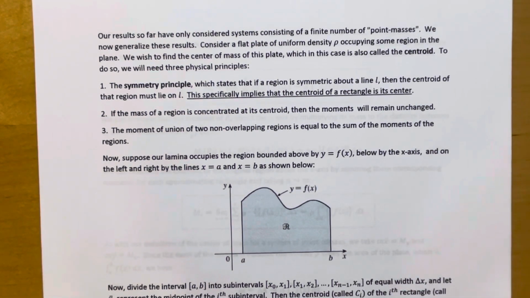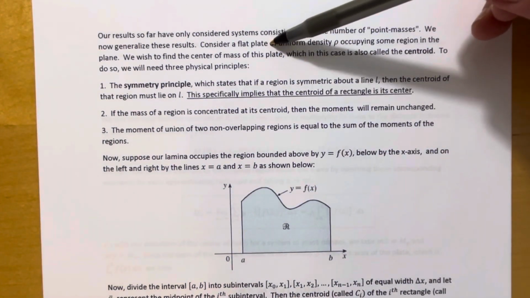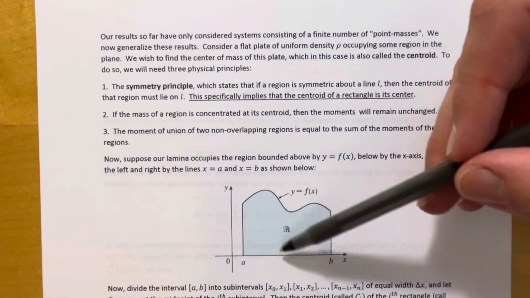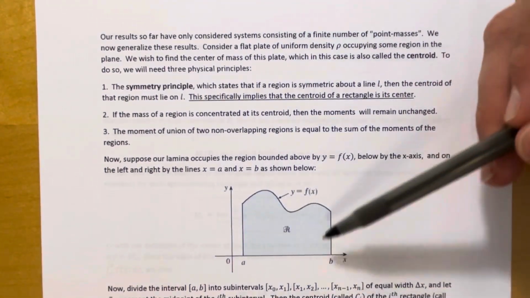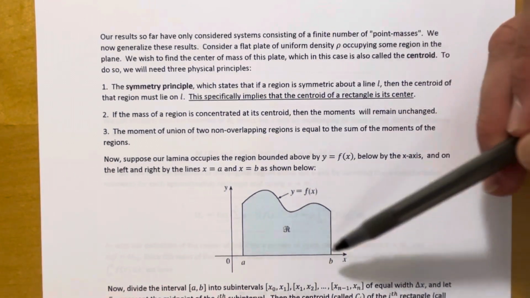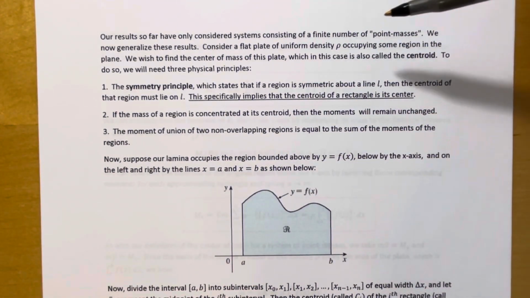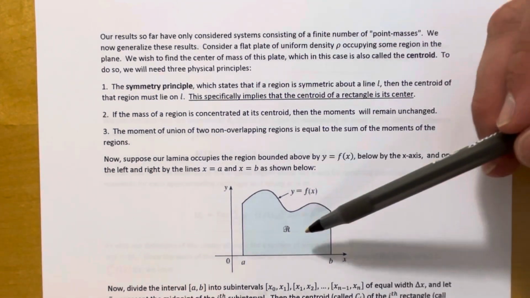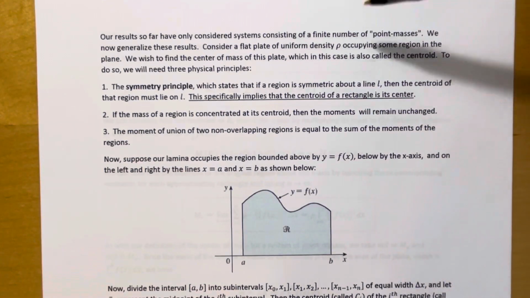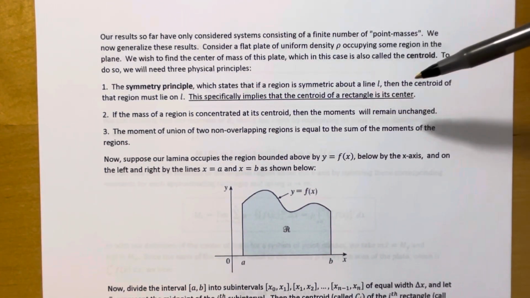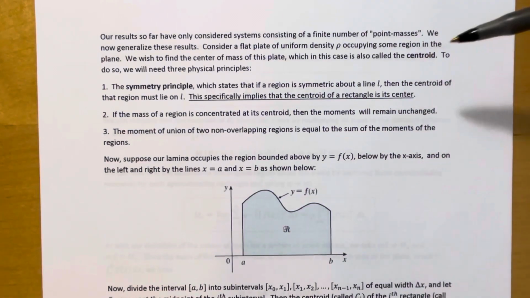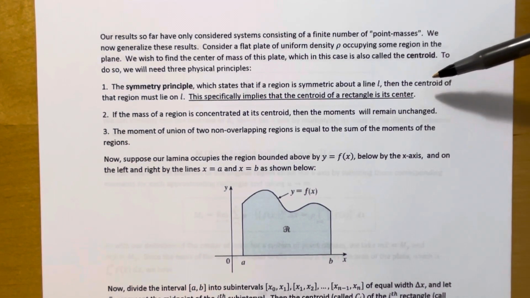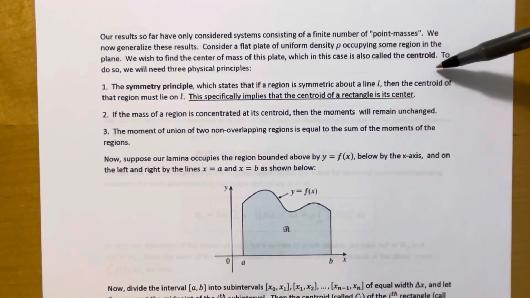Okay, so if we have a flat plate and it has uniform density rho, which means all throughout the plate, that's what this region is going to represent here, all throughout that plate the density is not changing, it's uniform, then we should be able to come up with a way of finding the center of mass of this plate. In the case where that density is uniform, that center of mass has another name. It's called the centroid.